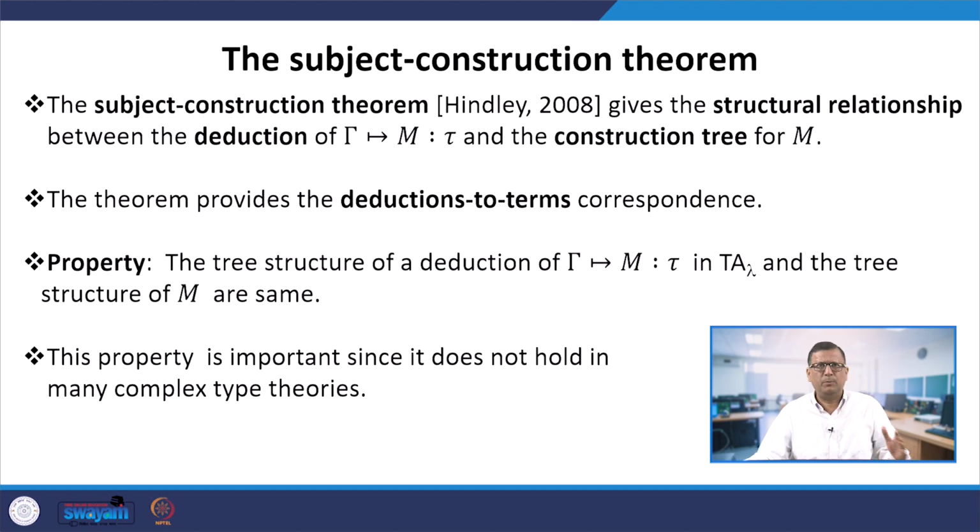Simply put, given a lambda term M, in the formula where the context is gamma and M has type tau, the subject is M, and the construction is the construction tree for M. So when we take out the subject part from the deduction of this formula in T lambda and look at the construction tree for M, these two things are the same. That is what this subject construction theorem is telling us.